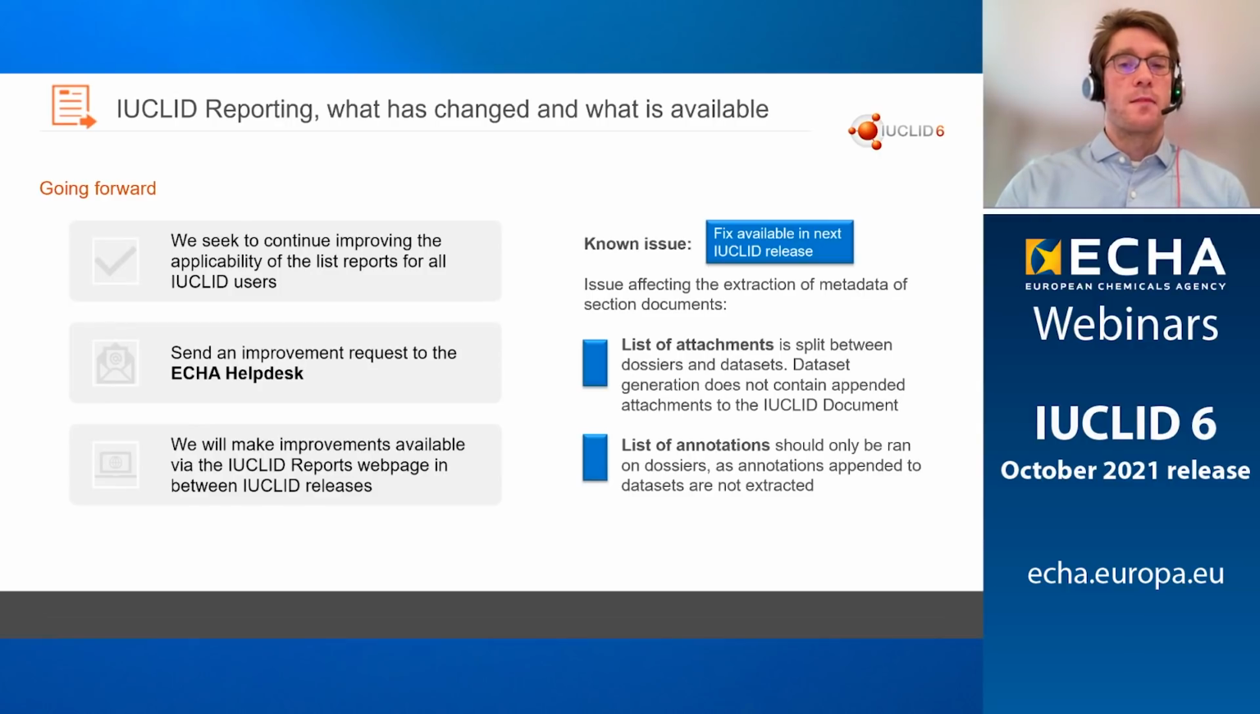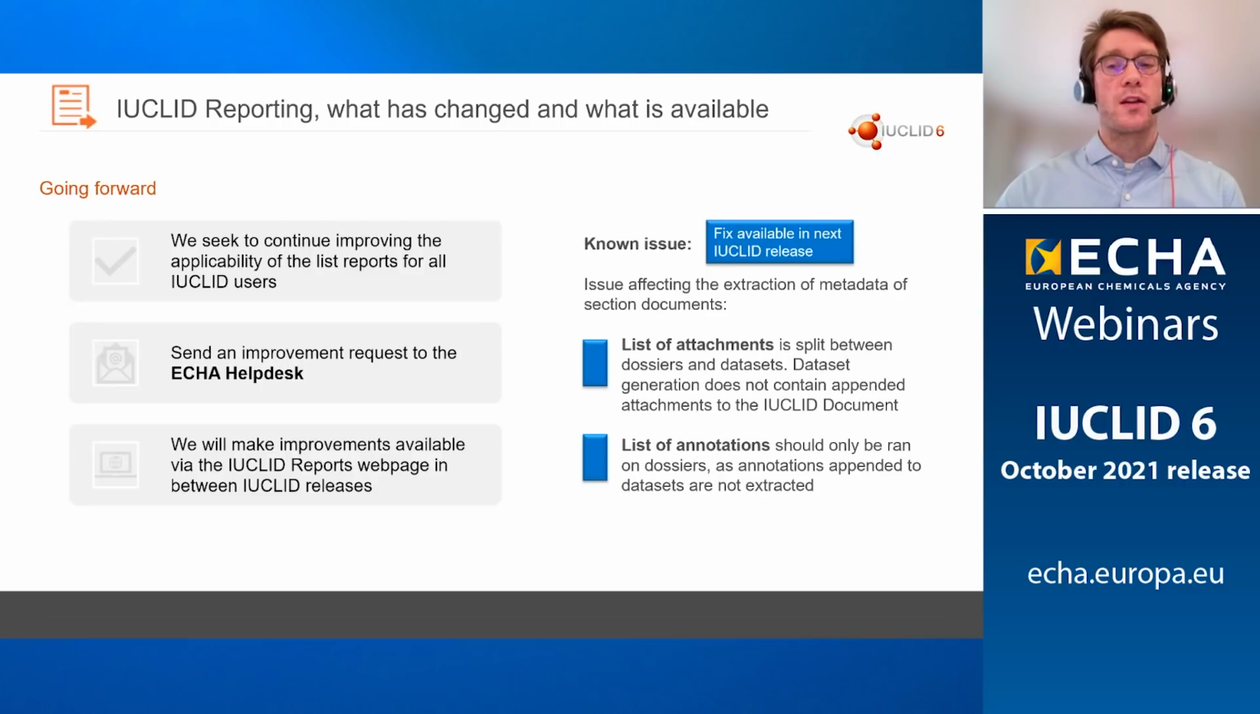Just one thing to keep in mind before I continue is that there is a known issue that's affecting this release, and this issue is affecting the extraction of metadata from Euclid section documents. And this is affecting two reports, the list of attachments report and the list of annotations report. The list of attachments temporarily has been split between dossiers and datasets.